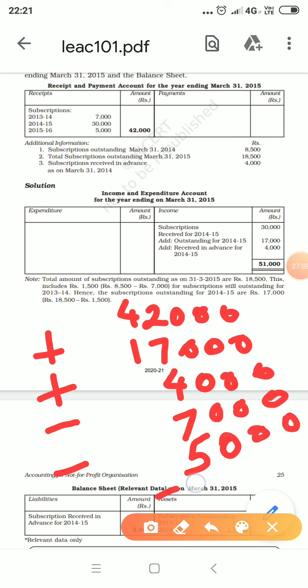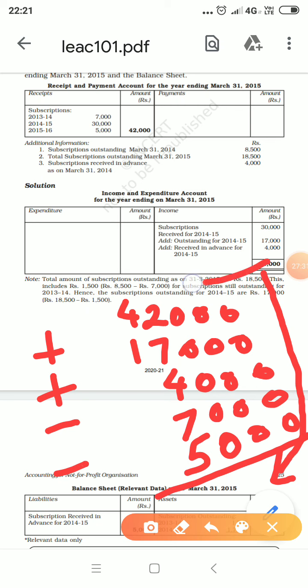If you use this formula, what do we have to minus? 12,000 we have to minus. So what do we have to add? 17, 18, 19, 20, 21. 21,000 minus 12,000 is 9,000. 42,000 plus 9,000 is 51,000. We got the answer 51,000.